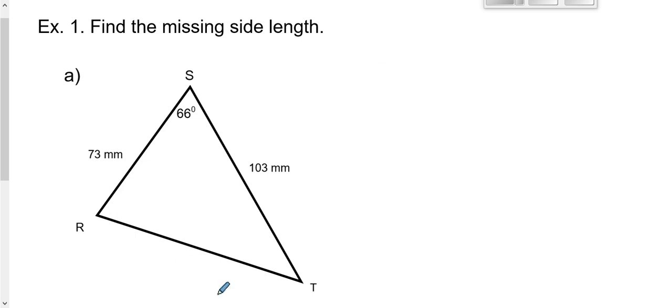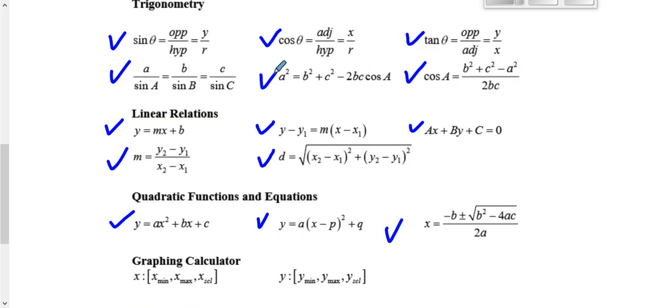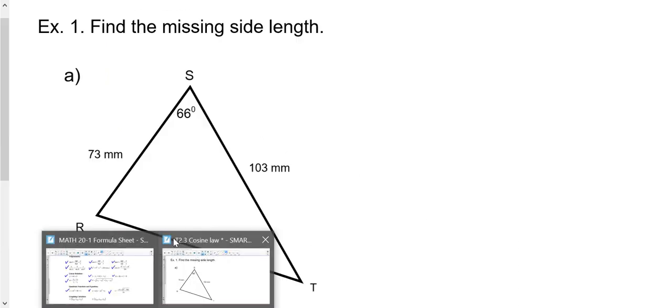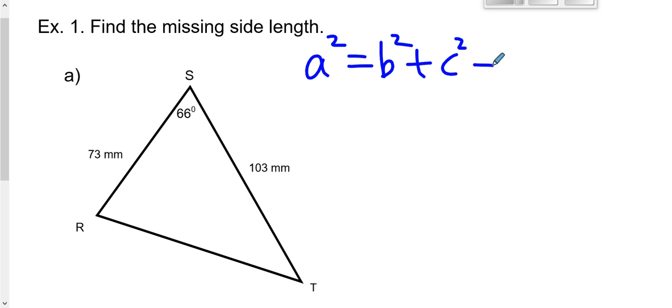And what are we trying to find? We are trying to find the length of a side. So therefore, we might want to use cosine law in this form: a squared equals b squared plus c squared minus 2bc times cos A. So let's write that. A squared equals b squared plus c squared minus 2bc cos A.